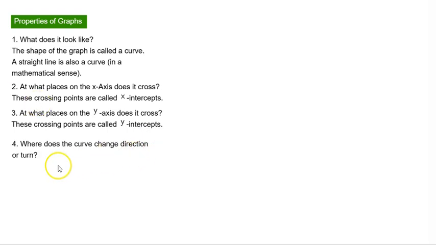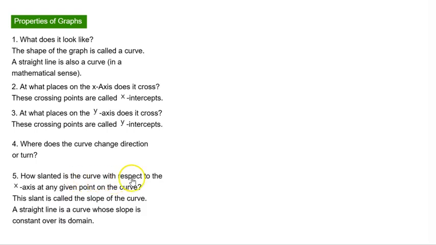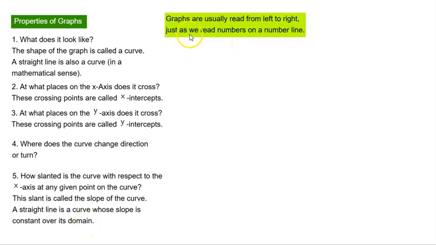Where does the curve change direction or turn? How slanted is the curve with respect to the x-axis at any given point on the curve? This slant is called the slope of the curve. A straight line is a curve whose slope is constant over its domain. Remember, graphs are usually read from left to right, just as we read numbers on a number line.